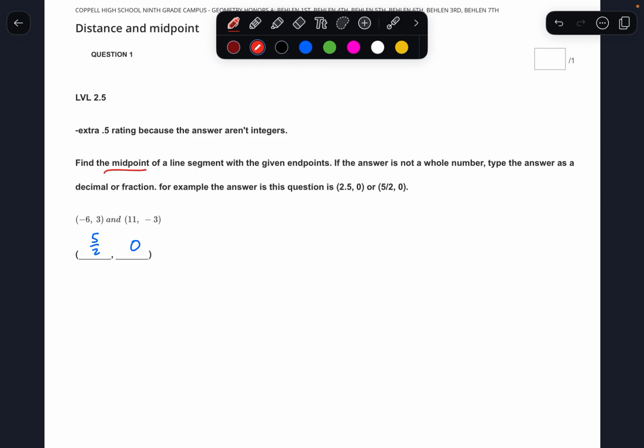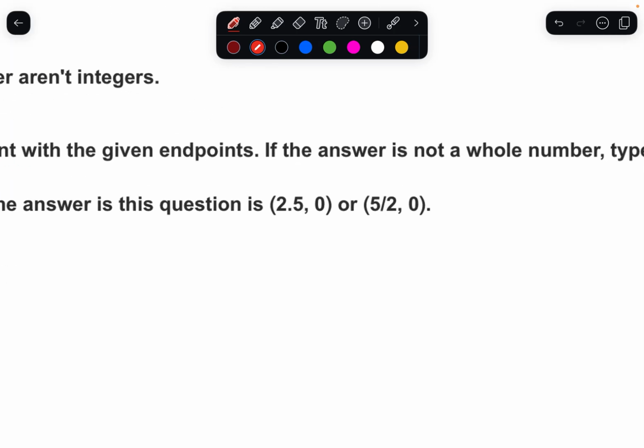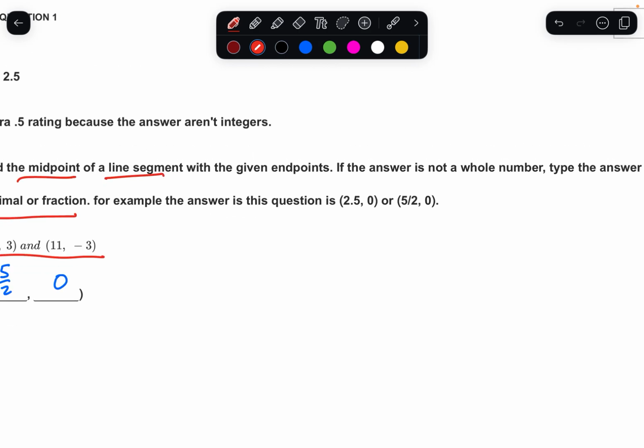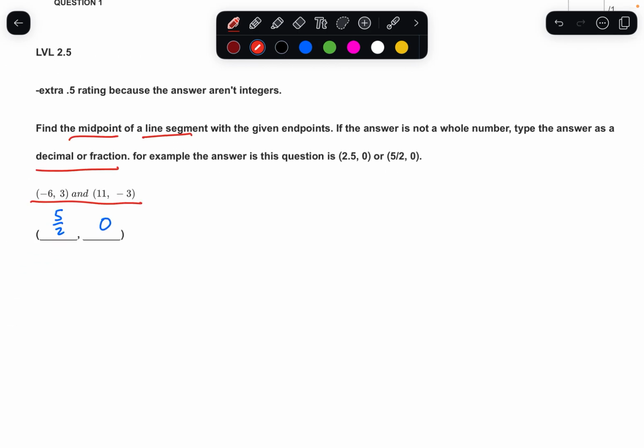Find the midpoint of a line segment with the given endpoints. Here are the given endpoints. If the answer is not a whole number, type it as a decimal or fraction, so we can do it either one. So here's examples. That doesn't mean that's the answer. That's an example of what your answer should look like. So we're finding the midpoint of a line segment.